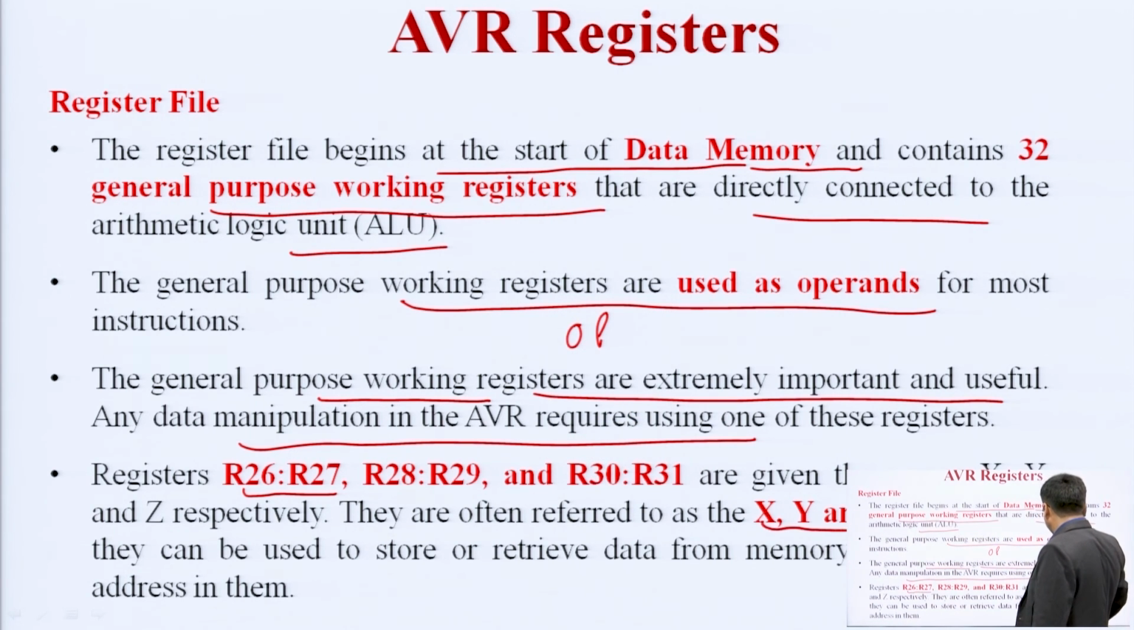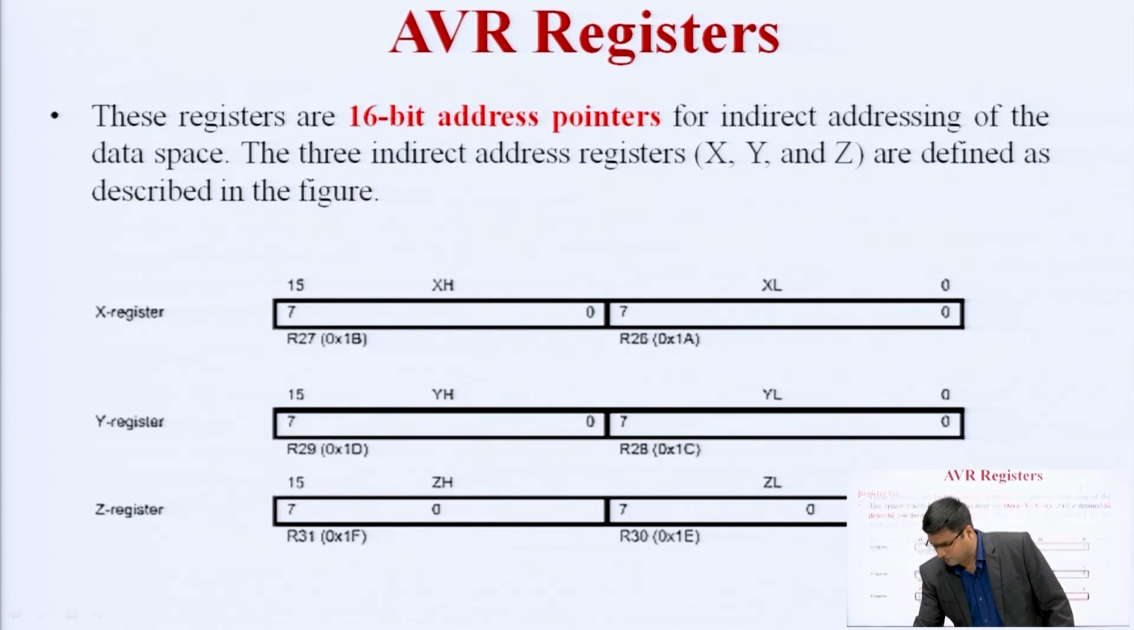After that we have seen that R26 to R31 have some different functions. Basically these work as pointers. Pointer means that they index a memory location. There is some memory location which is pointed to by the X, Y, Z registers. Okay. So this is the register file.